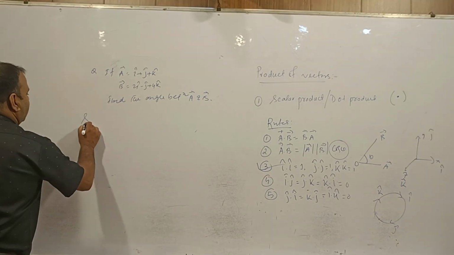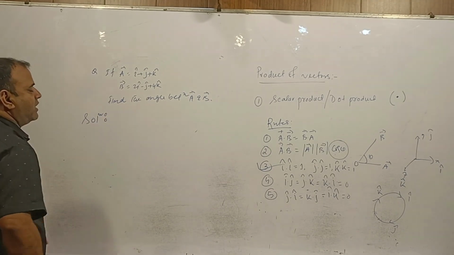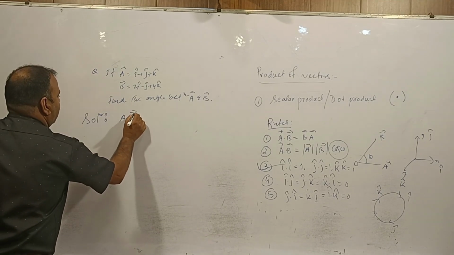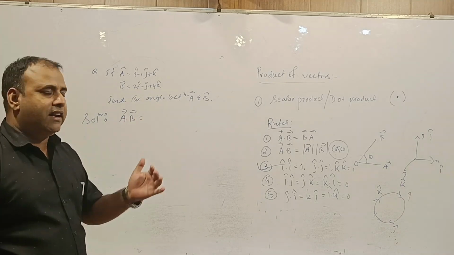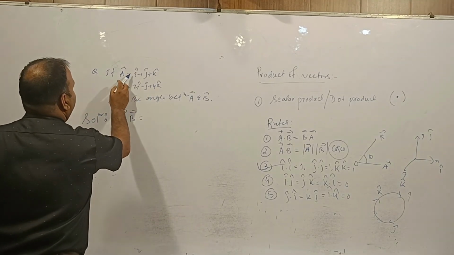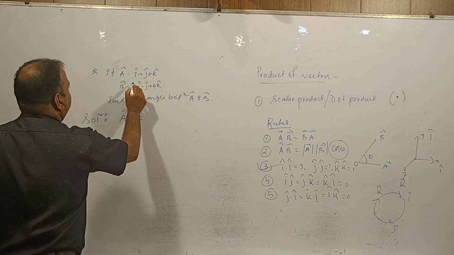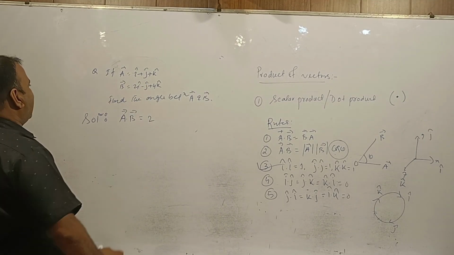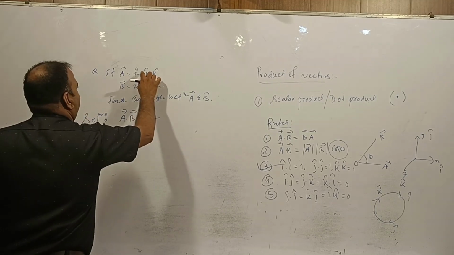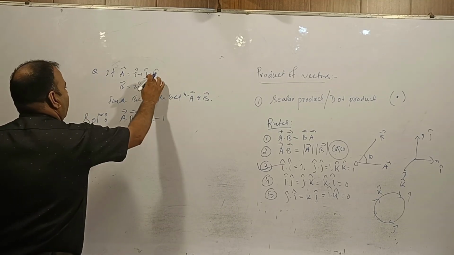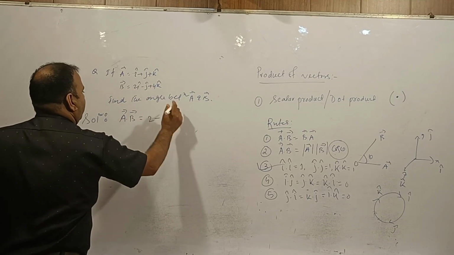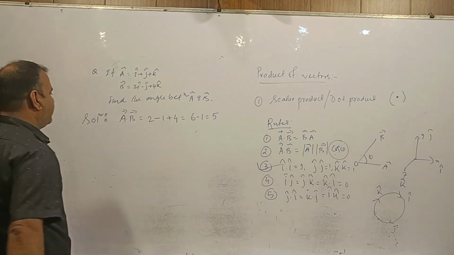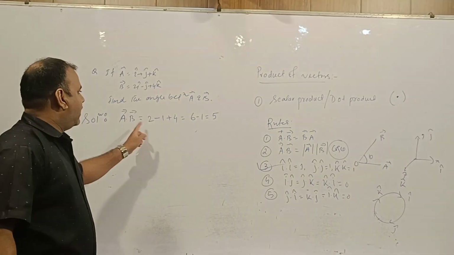Suppose the solution, you can see. First we have to calculate A dot B. So now I am going to write directly. You see here 1 into 2 will be 2. i dot i means 1, no need to write. Again plus minus, that means minus, 1 into 1 will be 1. Plus plus plus, 1 into 4 will be 4. So 6 minus 1 will be 5. Now A dot B is equal to 5.